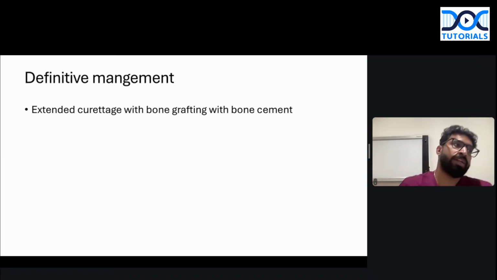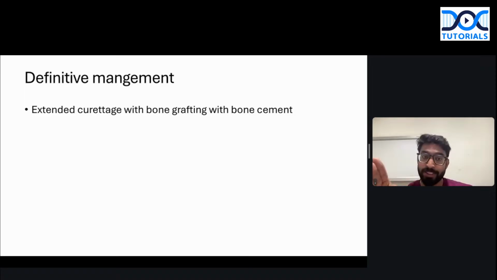So what did we do in our case? We did extended curettage with bone grafting with bone cement. I'll go through the intraoperative pictures. The management will change from stage to stage. In the majority of cases, it is extended curettage with bone grafting. But in Campanacci grade 3, complete excision of the tumor is ideally advised.